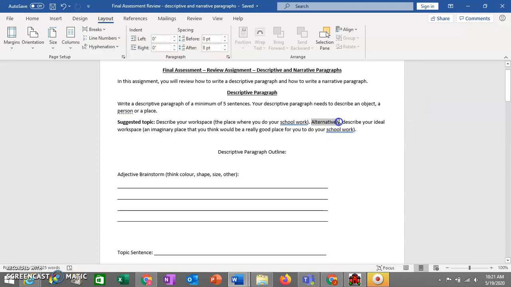Or if you don't want to describe where you actually work, describe your ideal workspace. If you could work anywhere in the world and have any kind of equipment that you want in front of you, describe that space. What would that look like? So this is a suggested topic. If you can think of a different topic you want to write about for your descriptive paragraph, feel free. You don't have to use my suggestion, but this is just to help you get started if you can't think of anything.